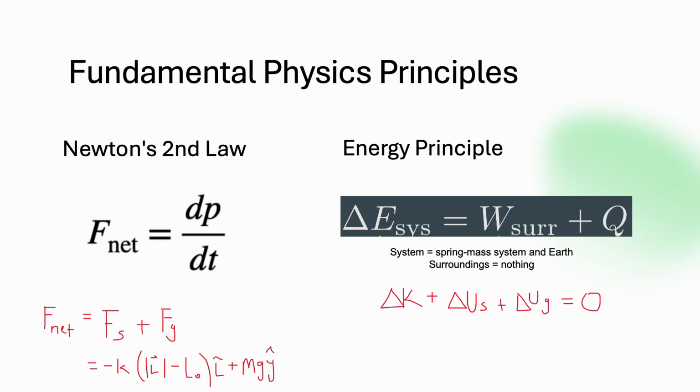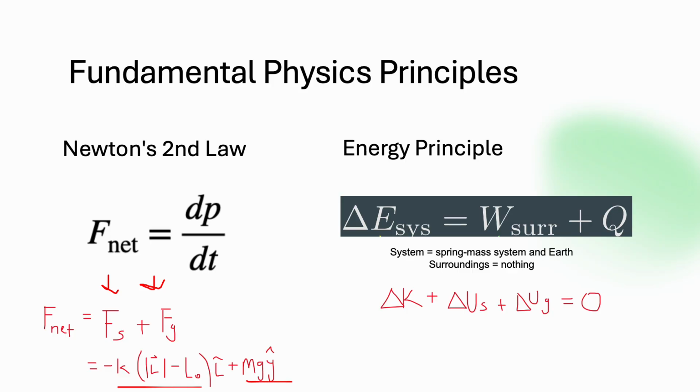So to fully understand this experiment, we first need to discuss some principles. First, we have Newton's second law, which states that change in momentum over change in time is equal to the net forces acting on our system. So here we have the force of the spring plus the force of gravity is equal to our total net forces. And here's the breakdown for each of those two.